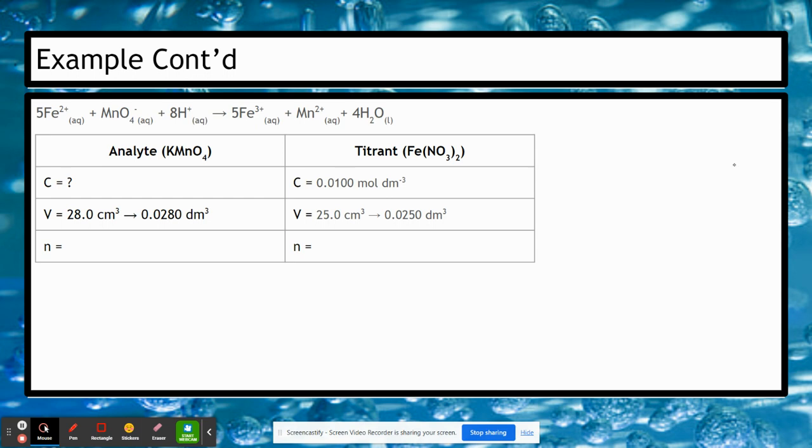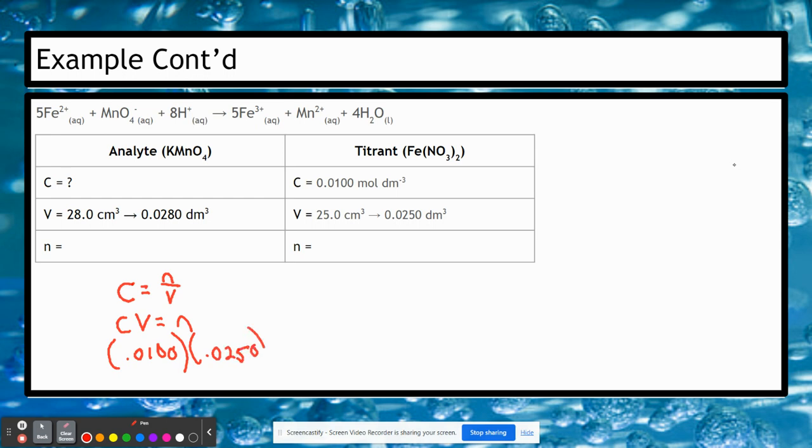So step one, I'm going to go through and come up with the number of moles of iron that I used, using my concentration equation, rearranging to find moles, and that's going to be 0.0100 times 0.0250. So the number of moles that I get, I will just put back up on the box here, with three significant figures is 2.50 times 10 to the negative fourth, and that is in moles.